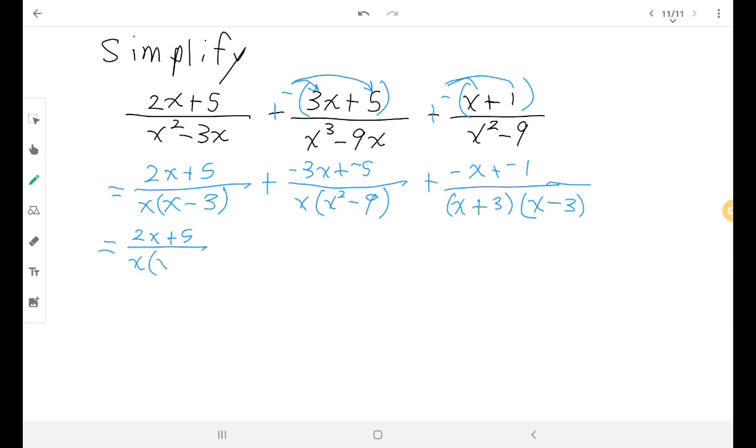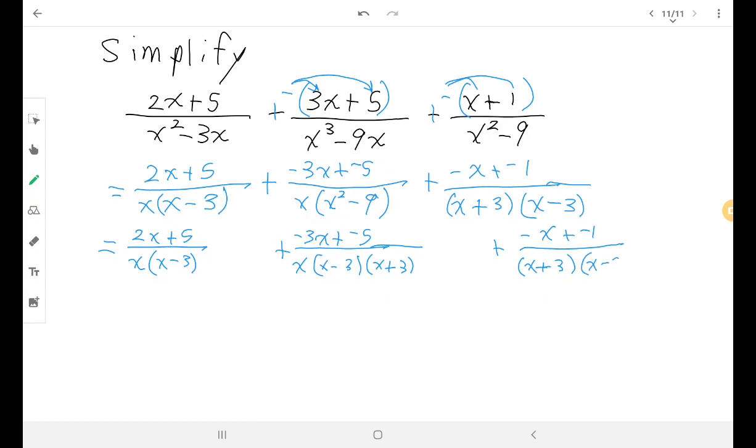So x times x minus 3 with some room for multiplication. And then negative 3x plus negative 5 over x times, and I'm going to break that down into x minus 3 and x plus 3, that difference of squares, and leave a little room in case we need multiplication, plus negative x plus negative 1 over x plus 3 times x minus 3.